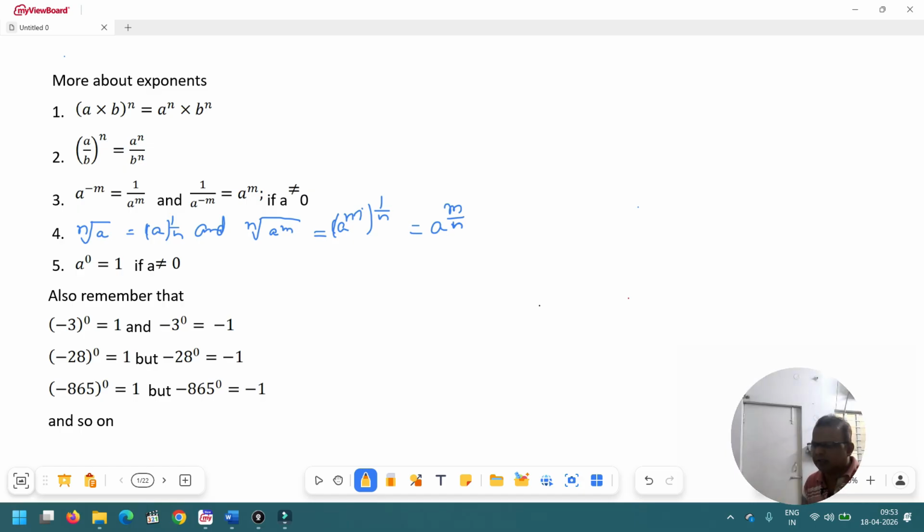N root a is equal to a to the power 1 by n, and n का root a to the power m is equal to a to the power m, but 1 by n equal to a to the power m by n. a to the power 0 is equal to 1 if a is not equal to 0.